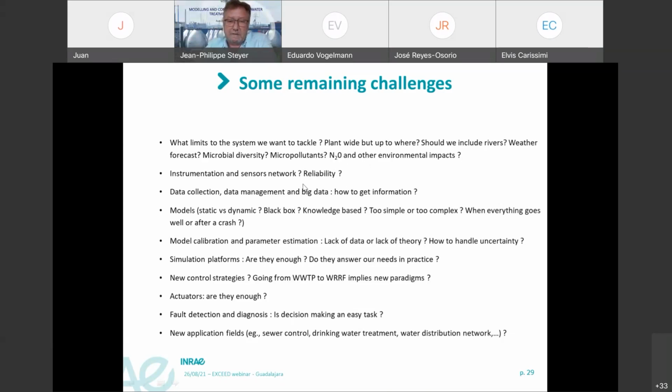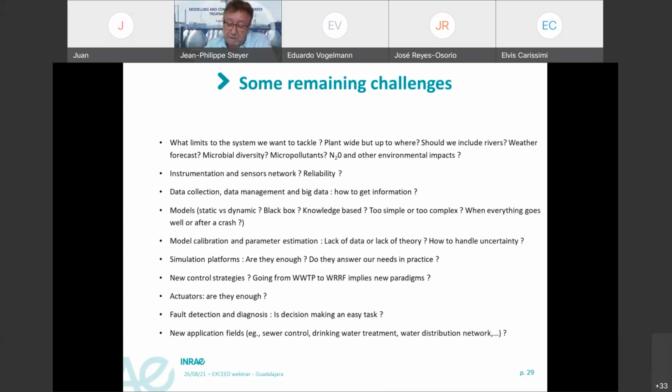How reliable are the sensors? Sensors can be managed also in terms of sensor networks. How do we do this? Big data has to be managed to get the most of the information we can. What kind of model should be used? Static, dynamic, black box, etc.